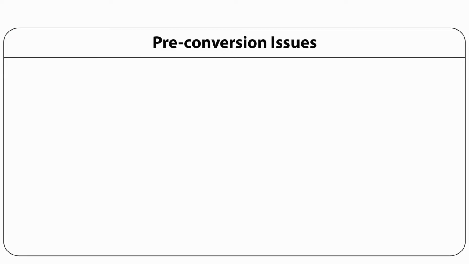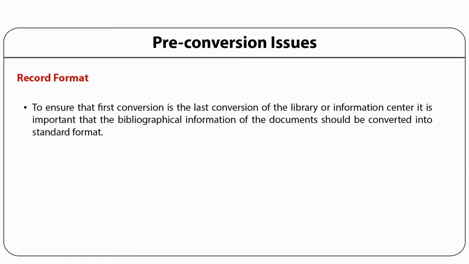Pre-conversion issues. Pre-conversion includes 4 points. Number 1, record format. To ensure that the first conversion is the last conversion of the library or information center, it is important that the bibliographical information of the documents should be converted into standard format.